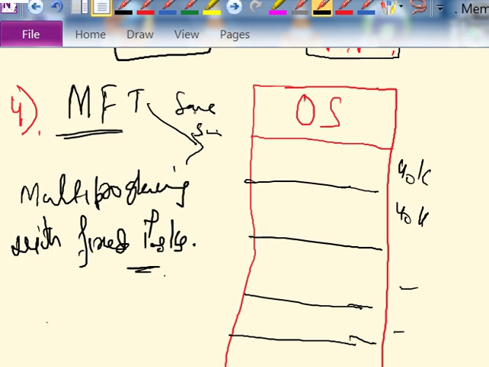Getting what I'm saying? Now this is a fixed partition. So my partitions are fixed. Now these are a drawback also. Yes, but it has other problems also. We'll discuss internal and external fragmentation later on, but this has some other problem.